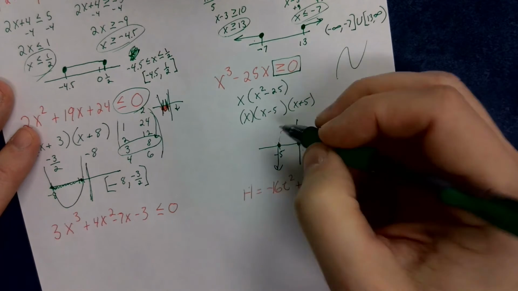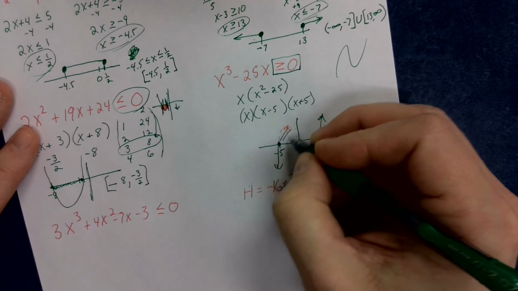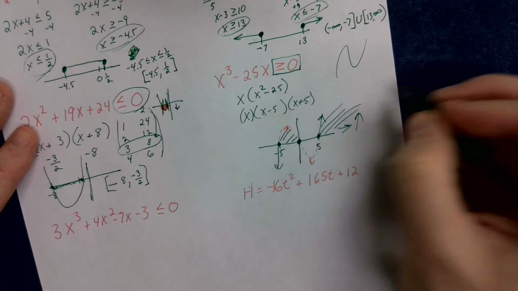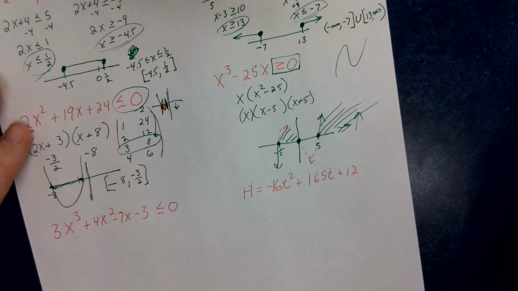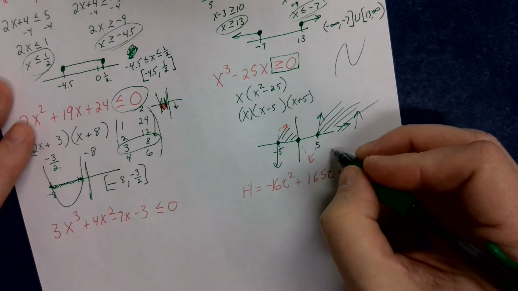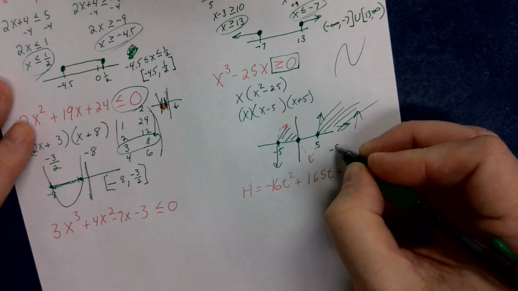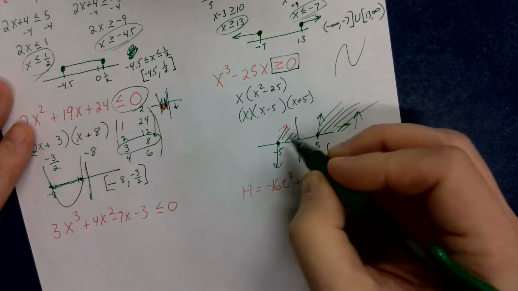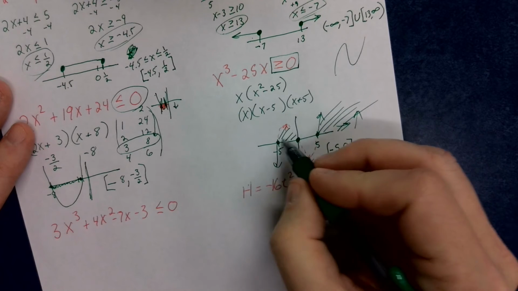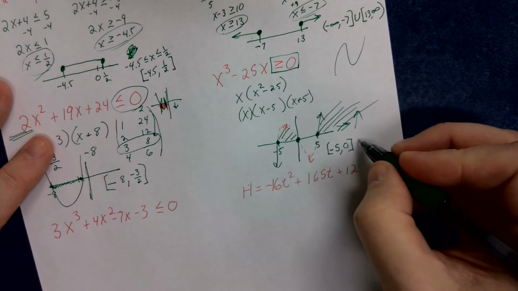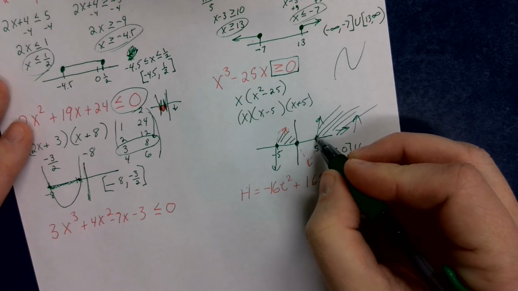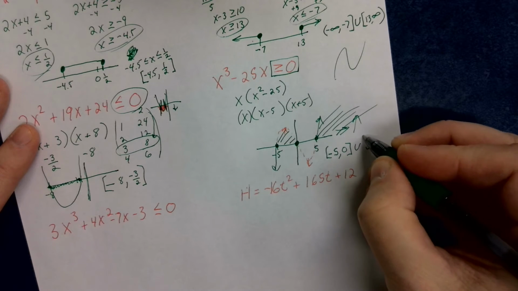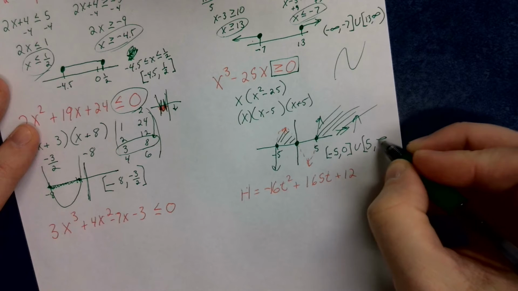So to me, it looks like all of this section right in here is greater than or equal to 0, and everything here to infinity is greater than or equal to 0. So my solution for this would be -5 bracket, comma, 0 bracket, because it could be equal to. So all of that range, union, and then also it's greater than or equal to 0 from 5 to infinity. So 5 bracket, comma, infinity.